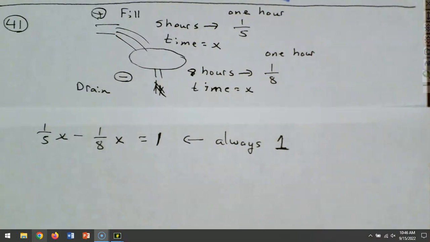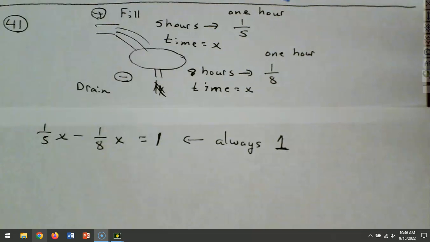Why is it always going to be 1? Because we are filling up one swimming pool. We are mowing one lawn. We are cleaning one house. We are painting one house. It is always going to be 1 because that is 100%.